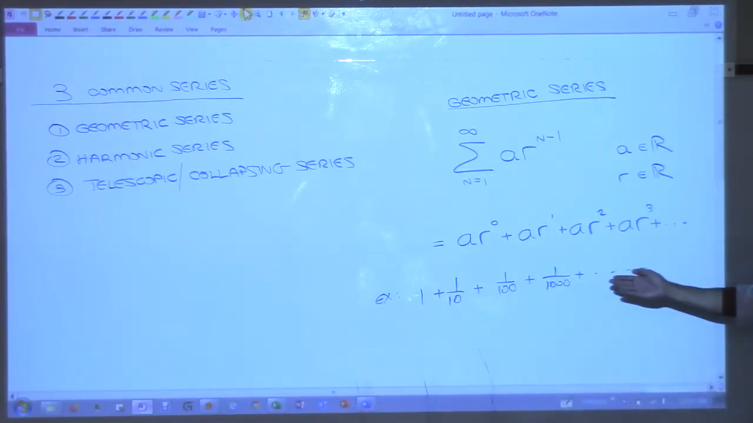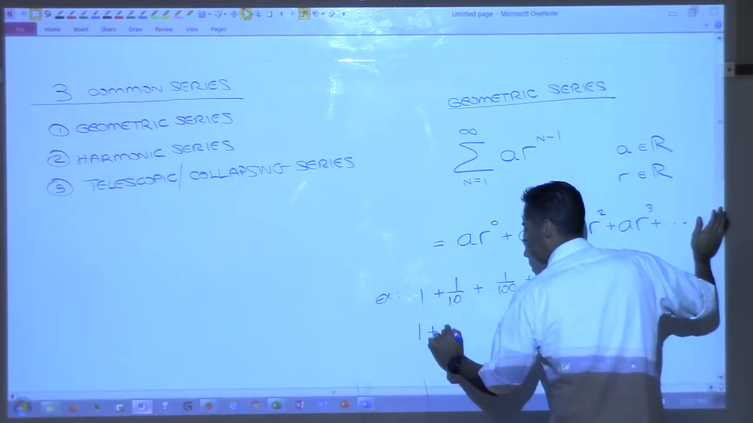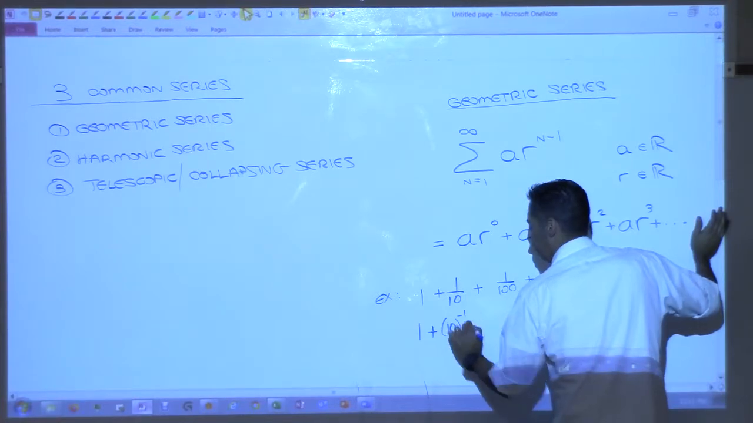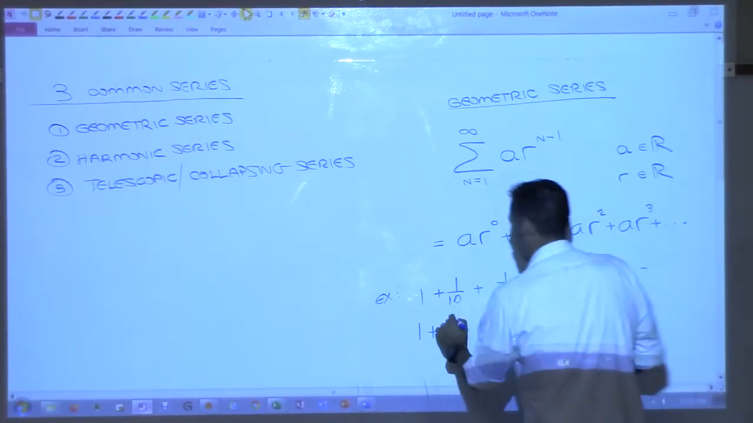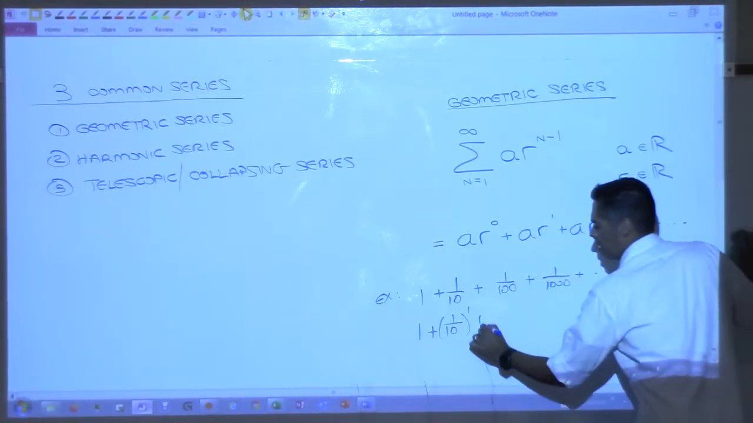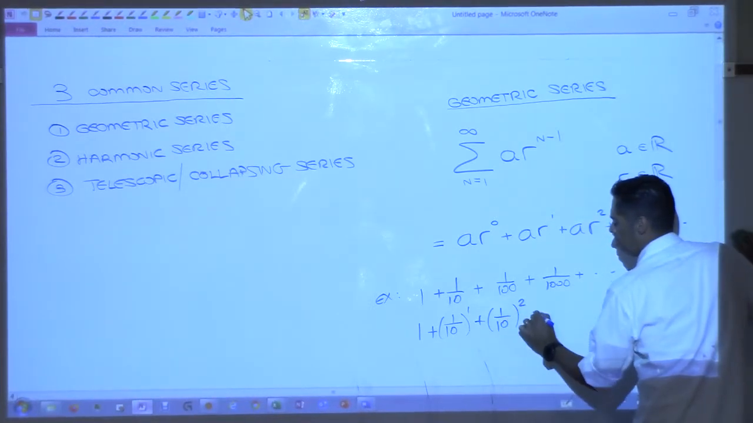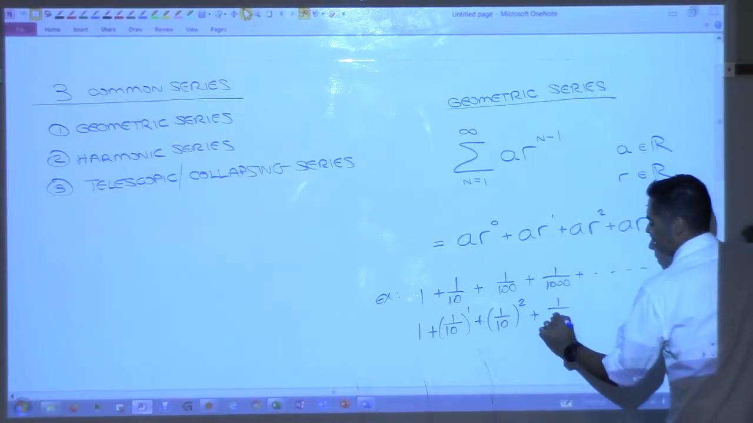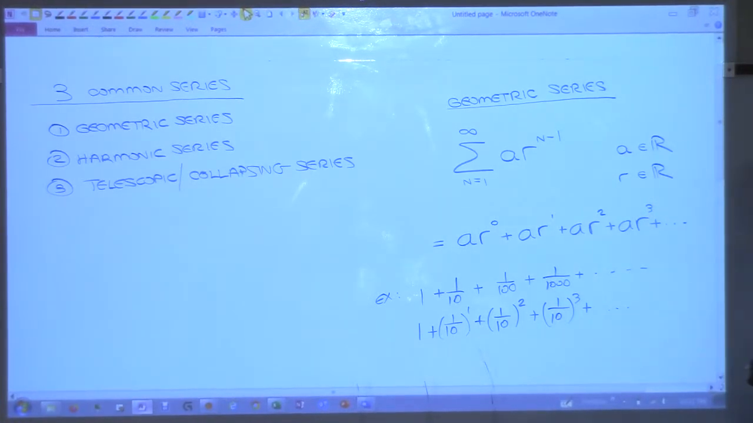First, can we rewrite all these as powers of something? So this is 1 plus, can I rewrite this as 10 to the negative 1? Or sorry, let's not do it that way. Let's write it this way. 1/10 to the positive 1. What is 100? 1/10 squared, what's 1,000? 1/10 cubed, right? Plus, and then it would keep going, yes? Do you all see that this is geometric?